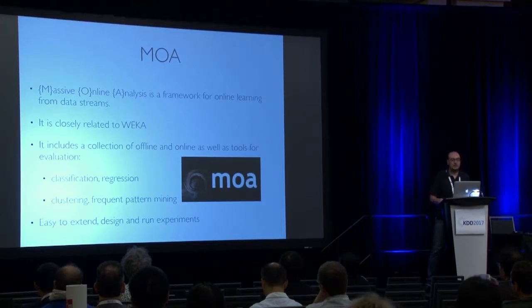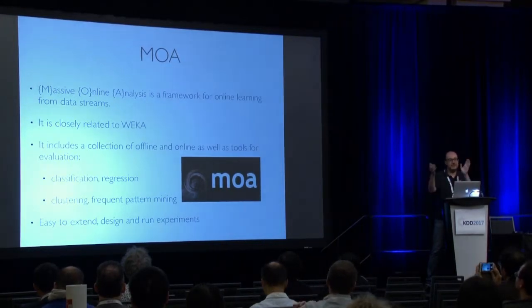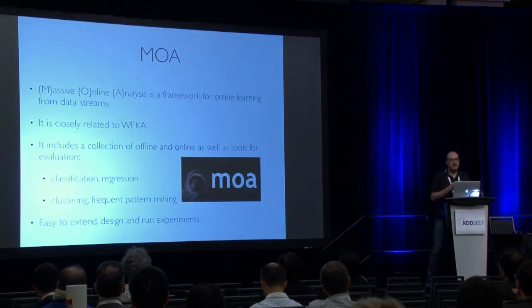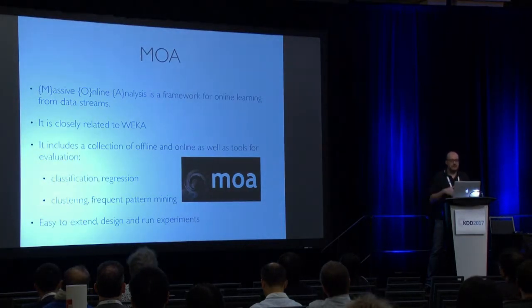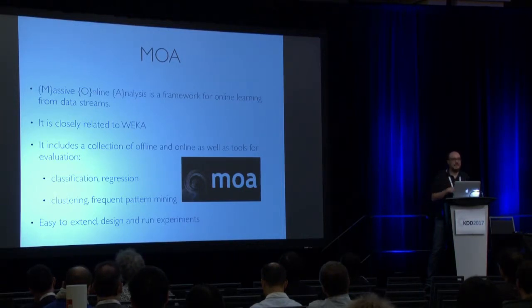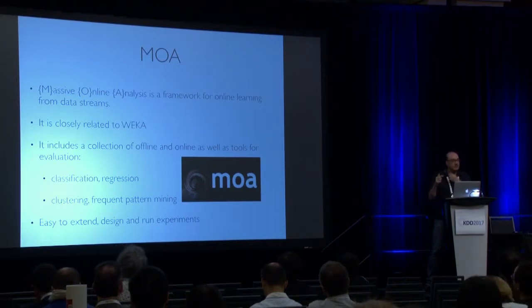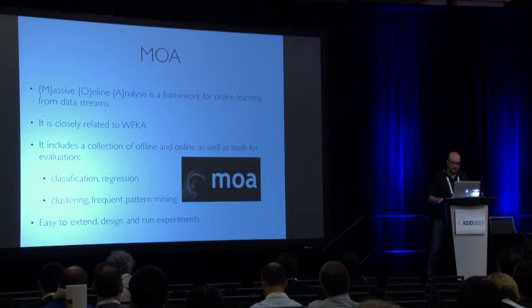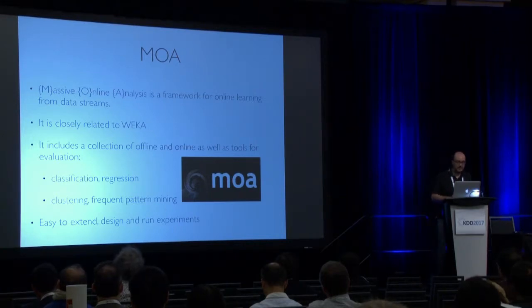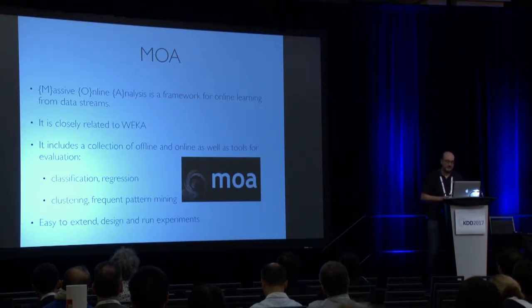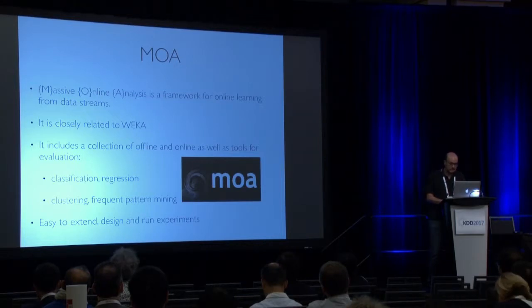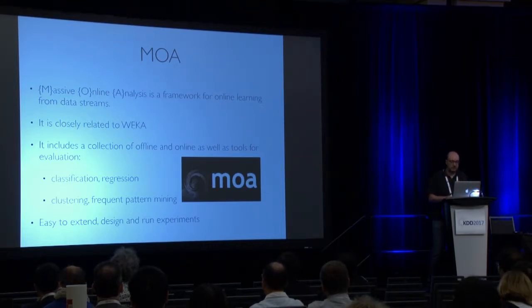In Weka, usually you need to have the whole data set stored in memory, and then you can build your model. In MOA, everything is streaming, so we need to update our model continuously. We have the stream of data arriving, and we don't store the data. We update the model continuously. It has many different methods, such as classification, regression, clustering, and frequent pattern mining, and it's very easy to use and very easy to extend.